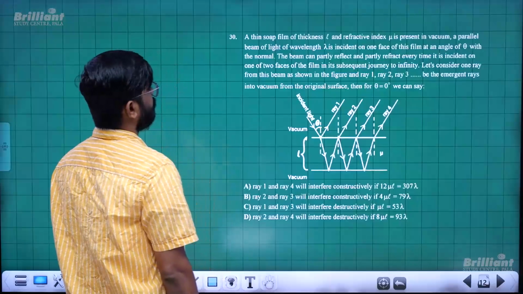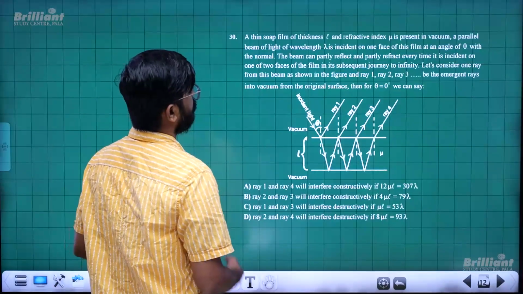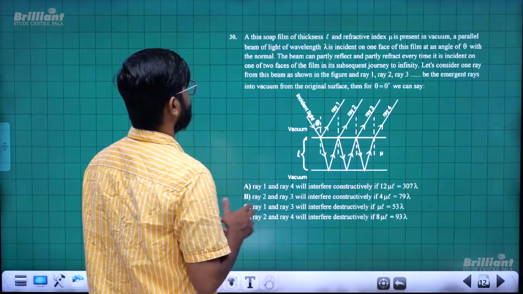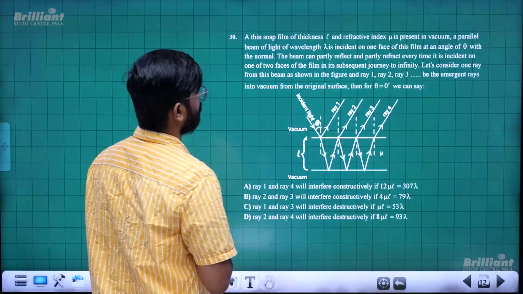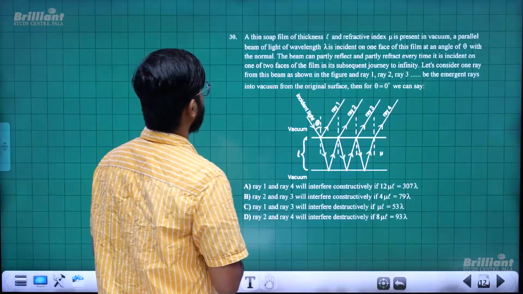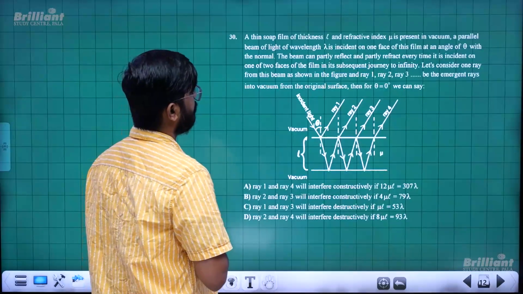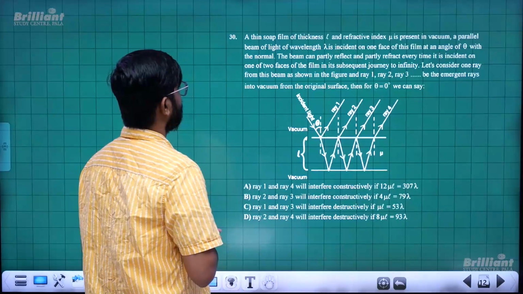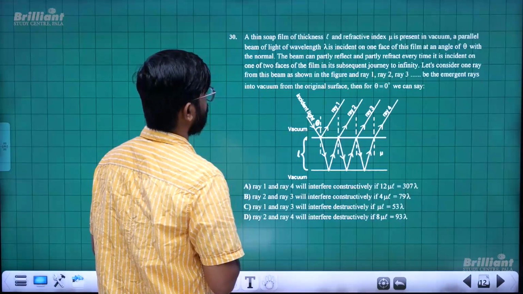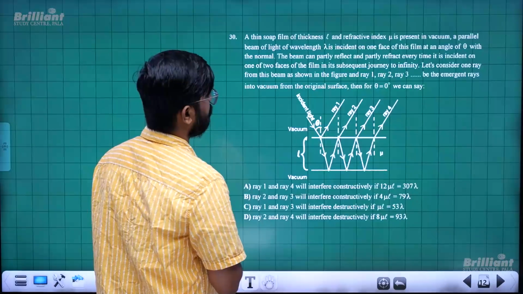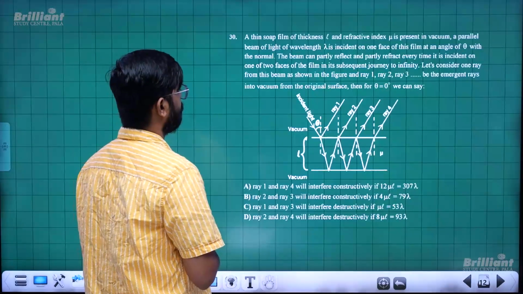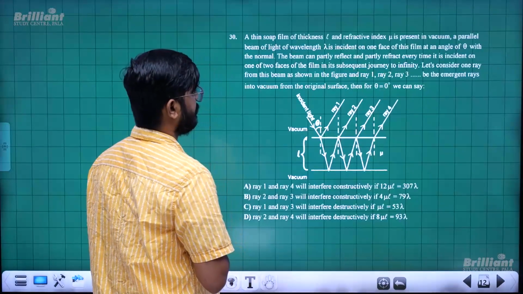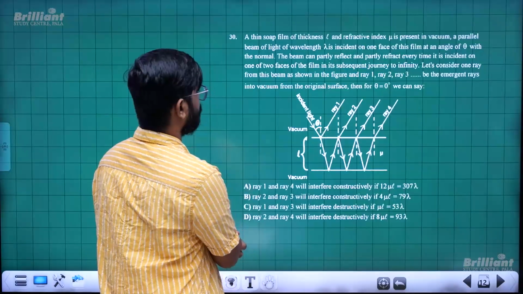A thin soap film of thickness L and refractive index mu is present in vacuum, and a parallel beam of light of wavelength lambda is incident on one face of this film at an angle theta with the normal. The beam can partly reflect and partly refract every time it is incident on one of the two faces of the film in its subsequent journey to infinity. Let us consider one ray of this beam as shown: ray 1, ray 2, ray 3 with the emergent rays into vacuum from the original surface.